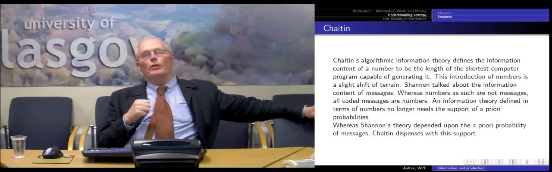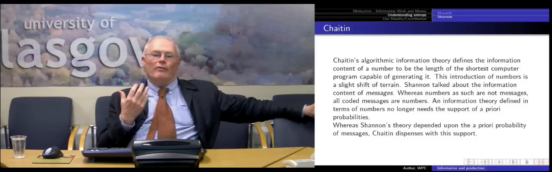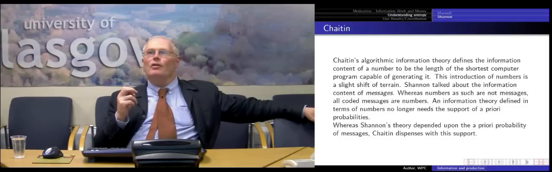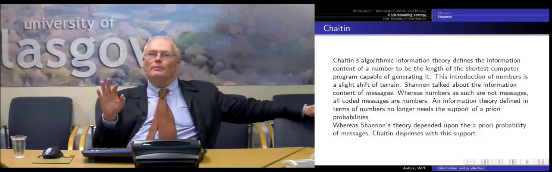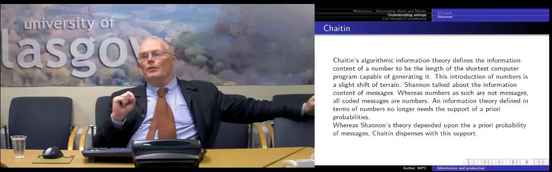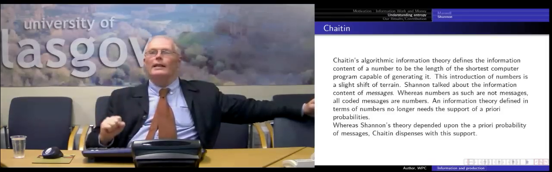There is a subsequent development of ways of measuring information due to Chaitin, which defines the information content of a number or a structure as being the length of the shortest computer program able to generate it. This is a slight shift of terrain. Shannon was talking about messages, and numbers are not necessarily messages, though all messages are coded as numbers. And if you have an information theory defined in terms of numbers, you don't need any a priori data about probability.